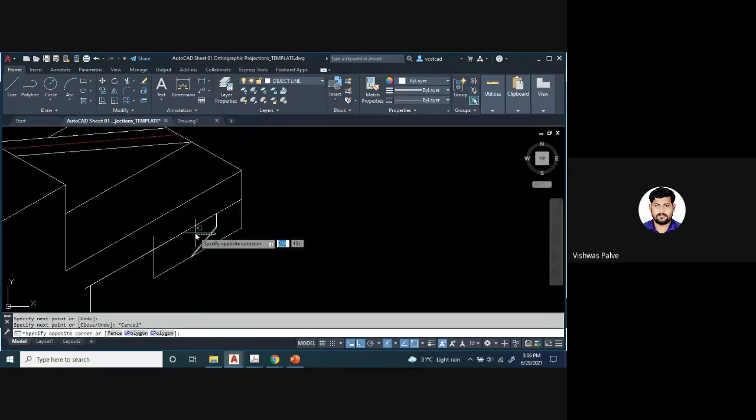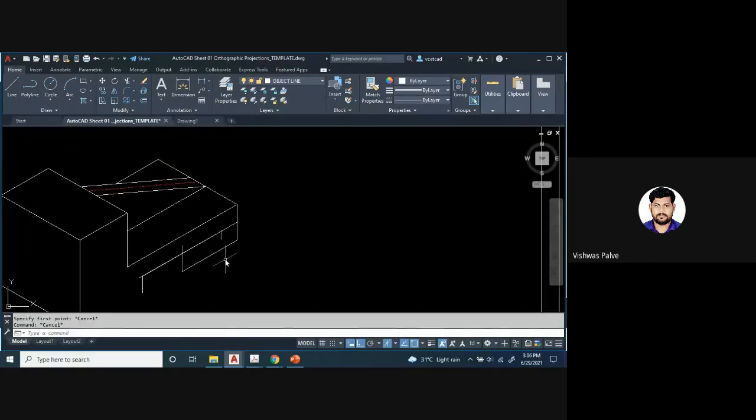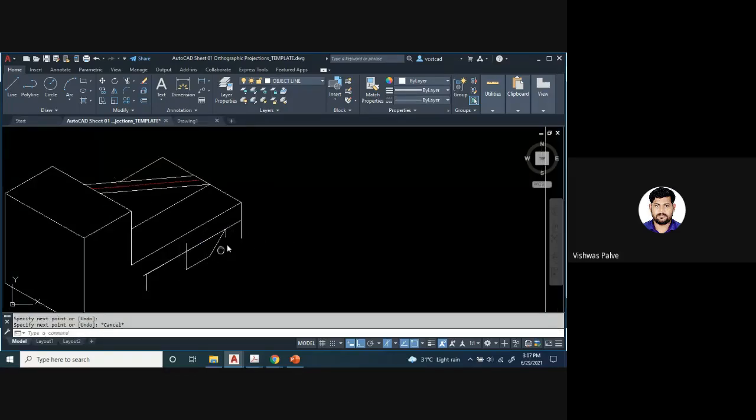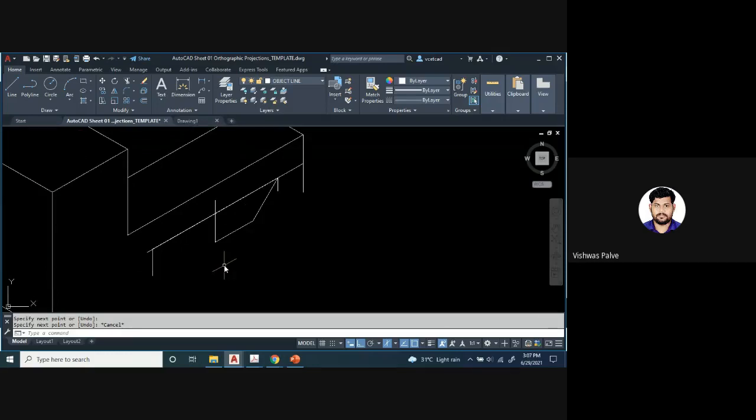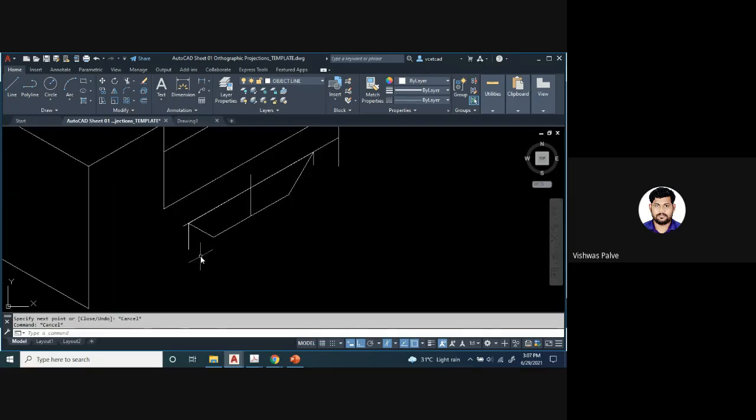L enter. Similarly here, L enter from this point, 15 millimeter, and then you can connect with this point. And after that, these lines were just for reference, so I can remove them. This edge is also just for reference. I can trim it off. This line is also for reference, which we have drawn.